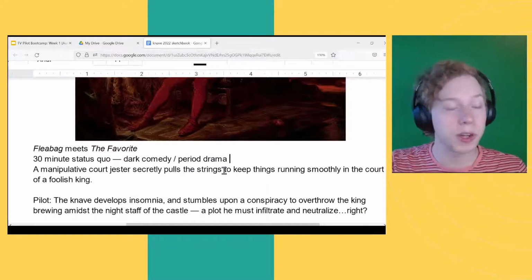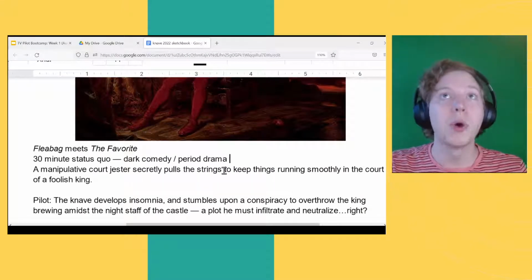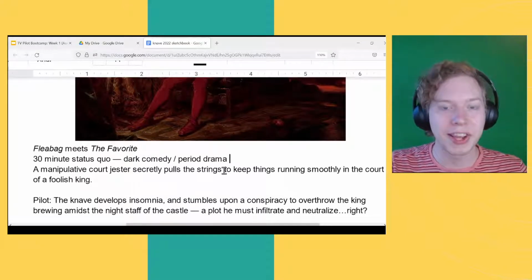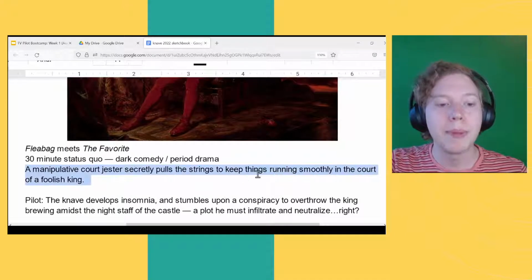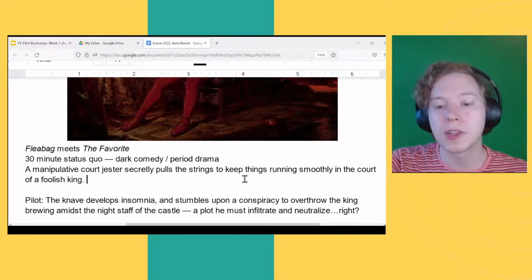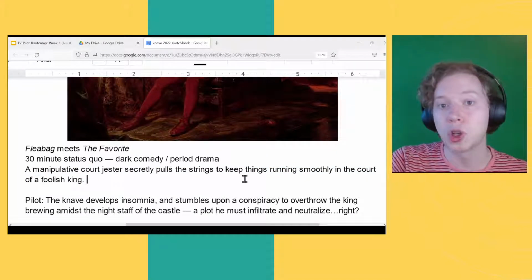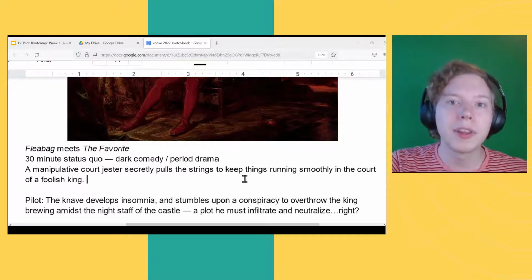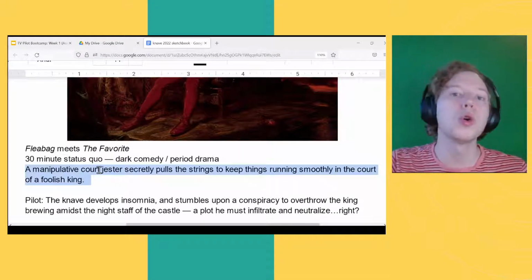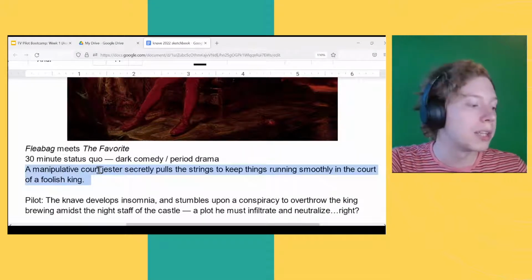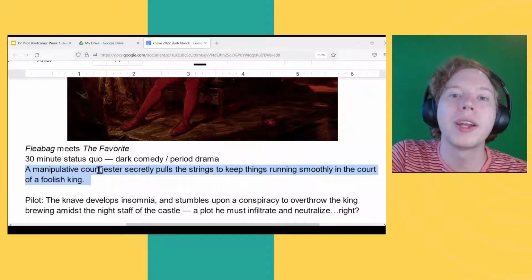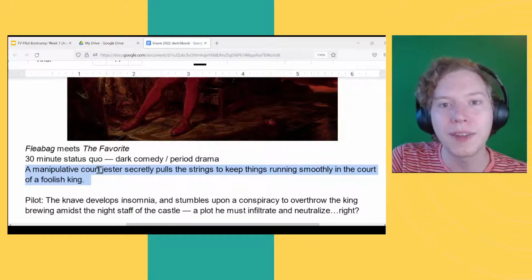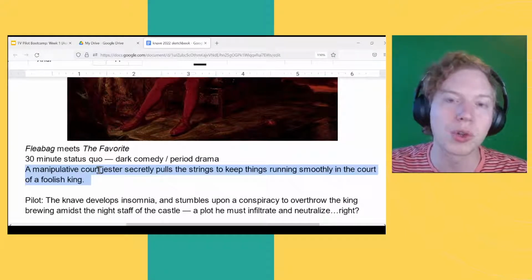Let's look at the series logline, and none of these things are perfect or final. This is just a sketchbook, so I can write down an okay version of this and then develop it as I go. So I've written down just these placeholders. Series logline: A manipulative court jester secretly pulls the strings to keep things running smoothly in the court of a foolish king. Alright, so the series logline gives an overview of what the whole show is about. We don't need to get into the exact specifics of the plot events. We are trying to give the main character, the world that they live in, and a hint at one of the central dynamics.